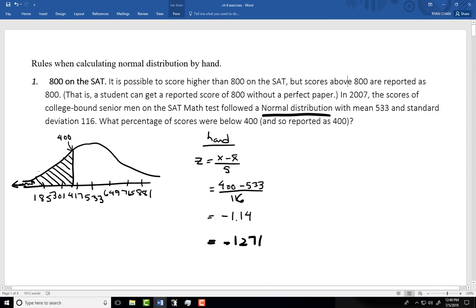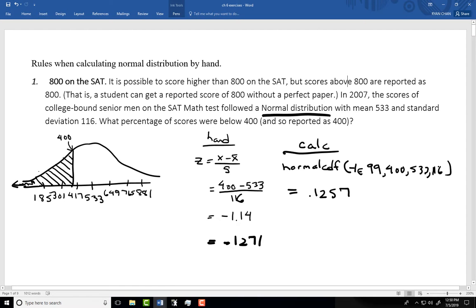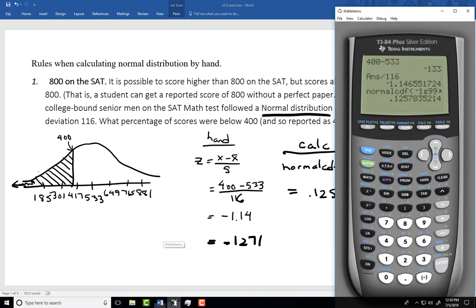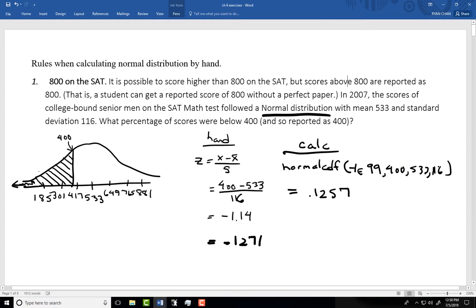So if you're doing the calculator version, you need to do it like this, right? You need to write normal CDF, and then you'll write your four numbers: negative 1E99, 400, 533, and 116. And then you'll get the following. I think we got 0.1257. Okay, so there'll be a tiny difference, but as long as you show your work, it should be fine either way.